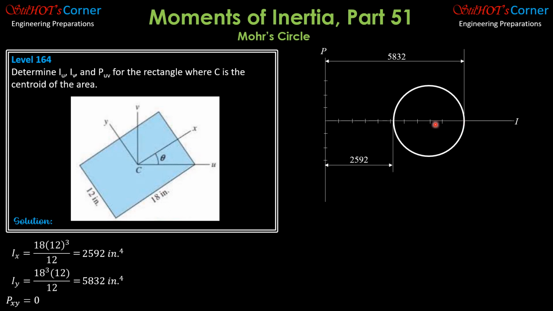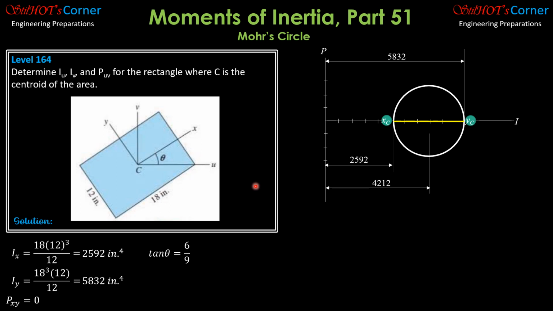And we locate the center, which is the average of 2592 and 5832. So this is the first point plotted, the x sub c, and this is the second point plotted, y sub c. And the center is at 2592 plus 5832 divided by 2, which is equal to 4212. The radius therefore is 4212 minus 2592, or 5832 minus 4212. So tangent theta is 6 over 9.